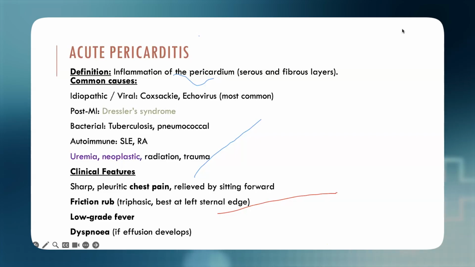Clinical features are sharp, pleuritic type of chest pain, not the anginal type of chest pain, relieved by sitting forward, leaning forward. Friction rub is not a common but very diagnostic clinical feature, which is usually triphasic, heard at the left sternal edge. Low grade fever and dyspnea might be present.